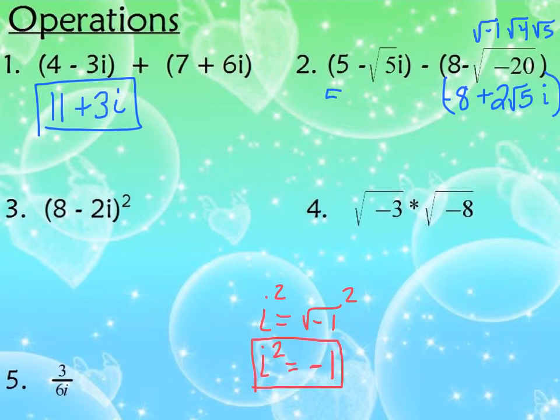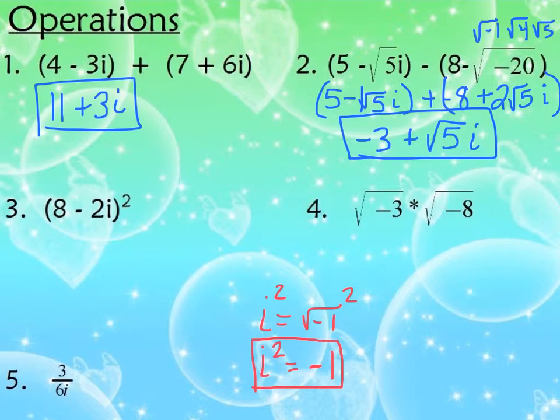And over here, I'll just leave this one the same for now. And since I distributed the negative, that's now going to be a plus sign. Now I'm just going to combine like terms. My real parts, I've got a 5 and a negative 8. That's a negative 3. On my imaginary parts, I have a negative root 5 and a positive 2 root 5. So think of this as a negative 1 root 5, and a positive 2 root 5 would get me a positive 1 root 5, or a positive root 5 i.